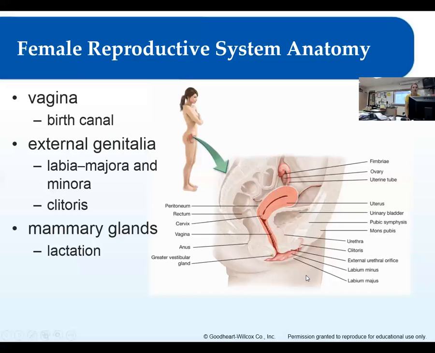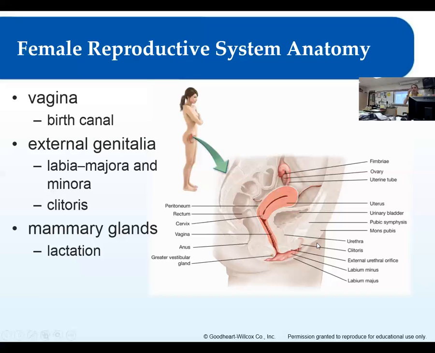Okay, again, the urethra, if you'll notice in this picture, and this picture is in your book too, sits anterior to the vagina. So again, the urinary system and the reproductive system in females is completely separate, okay? The bladder and the urethra sit in front or anterior to the uterus and the birth canal.